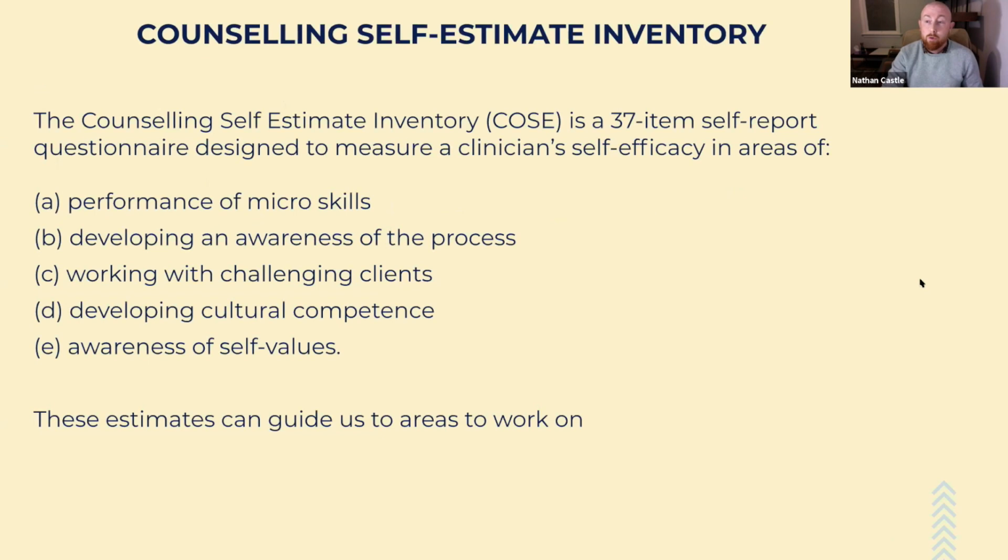We also said to you that we are going to be able to talk about understanding our skill set. And this is where the Counselling Self-Estimate Inventory comes in. This is also available on NovoPsych, and it's a way to, I guess, measure and self-reflect on your areas of perceived competence or areas to grow. So it's cut up into different domains of performance: micro skills, so the actual techniques and the things that we do, developing an awareness of the process in therapy with our clients, working with challenging clients, developing cultural competence and awareness of self-values. And what you get from these results, and I really invite you to take the time to do this, perhaps after this training or during this week, is you start to see where you rate highly on these domains and where things are a little less.